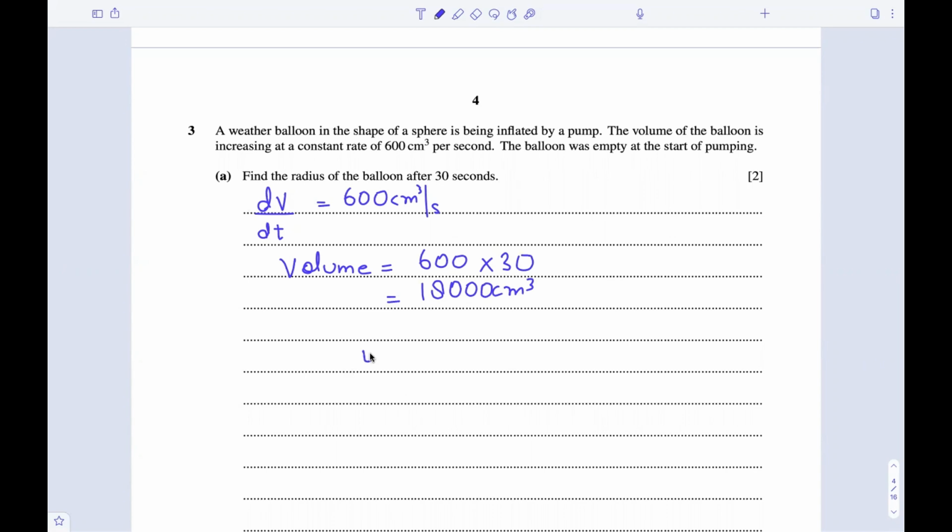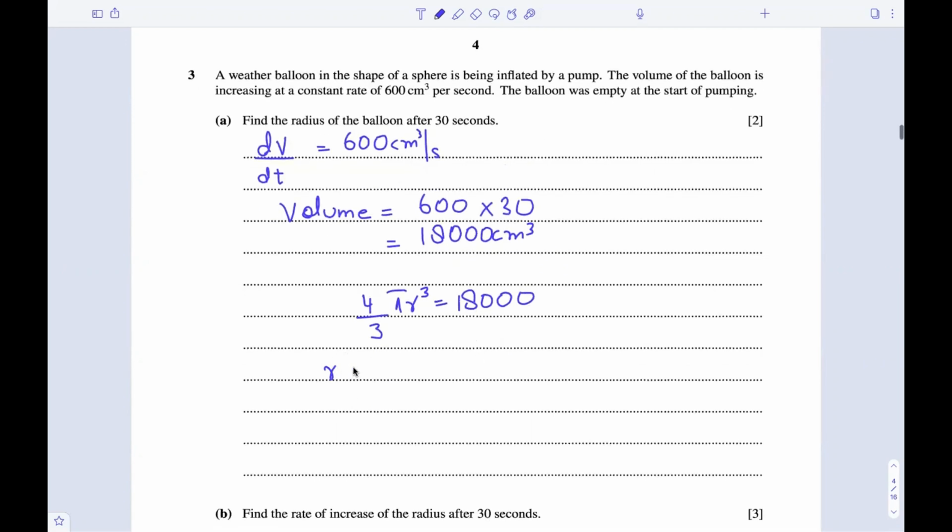The volume of a sphere is given by 4 upon 3 pi r cube, which will be equated to 18,000. So r would be the cube root of 18,000 times 3 divided by 4 pi.